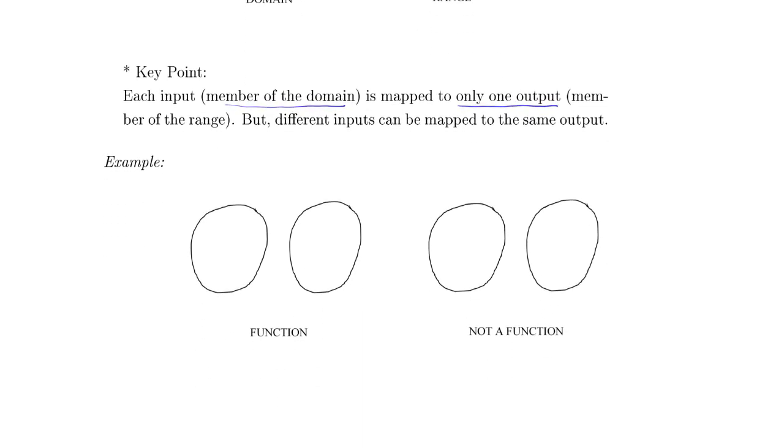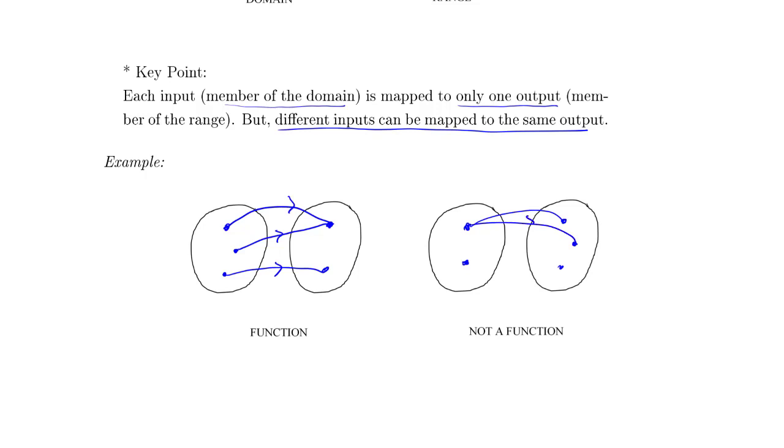Okay, so let's look a little closer. We are allowed to have different inputs map to the same output. So something like this, where I have these two domain members going to the same range member, two different inputs going to the same output. That's okay. But over here, this would not be okay. This one input going to multiple outputs.